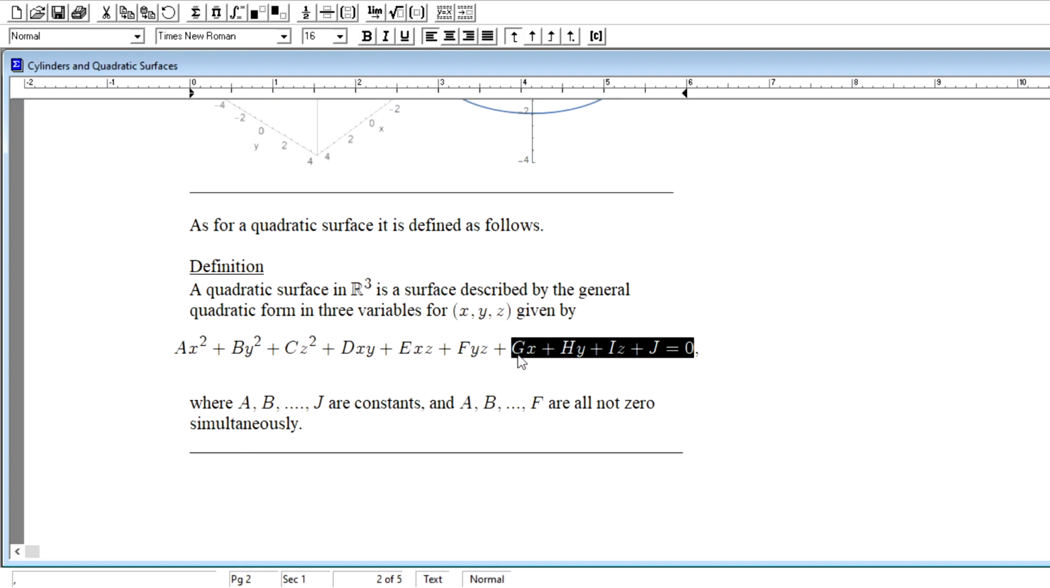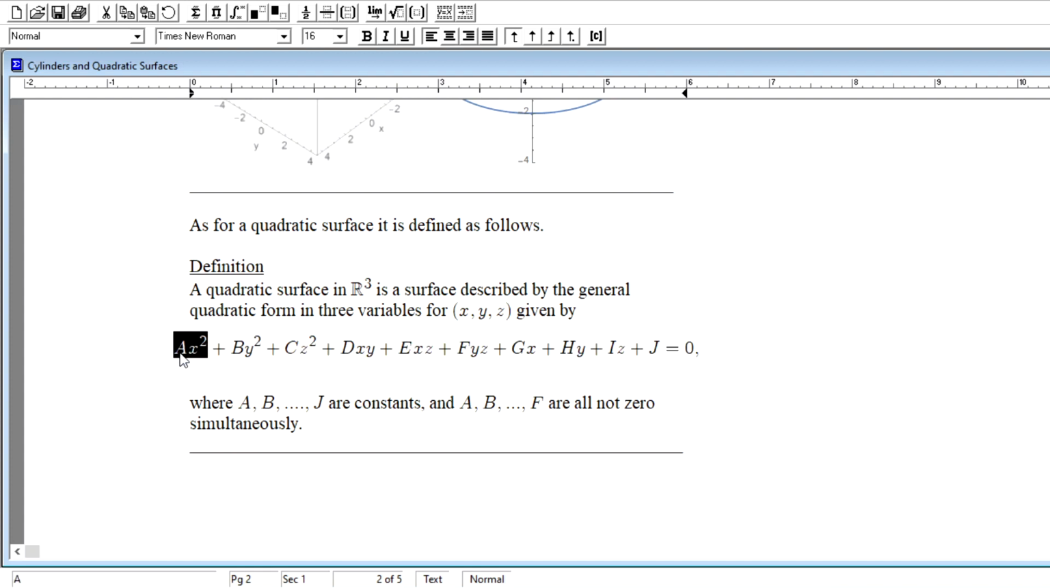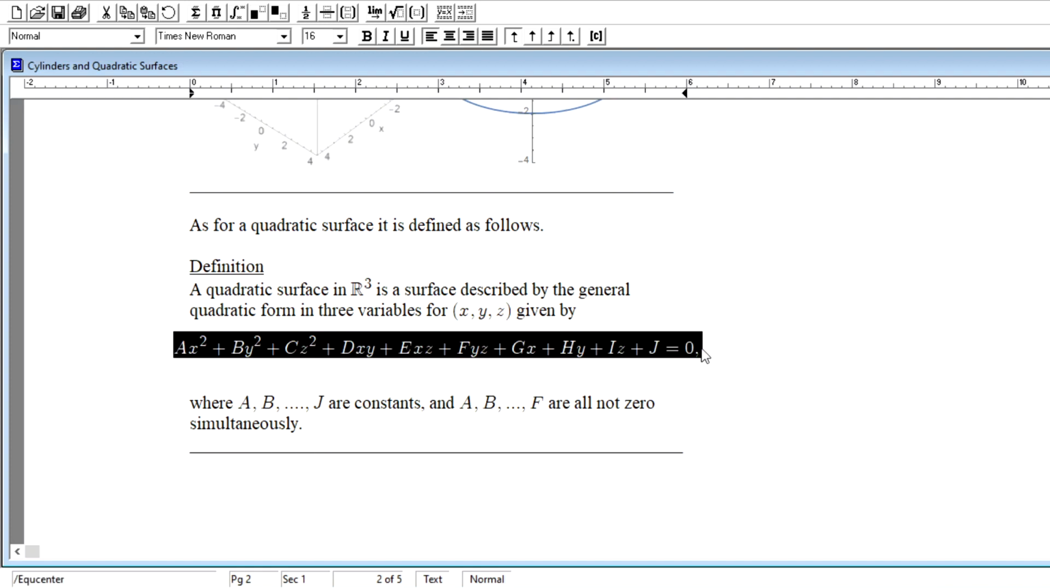A quadratic surface comes from adding onto a plane a bit of quadratic behavior. And quadratic behavior occurs when you take any one of your variables and multiply it by some other variable or itself, like y times z or x times z or x times y, illustrating that quadratic behavior in your variables, as well as z squared, y squared, and x squared. All right. This is how we define quadratic surfaces.